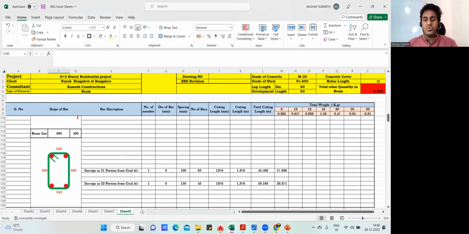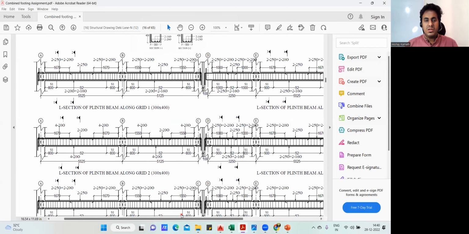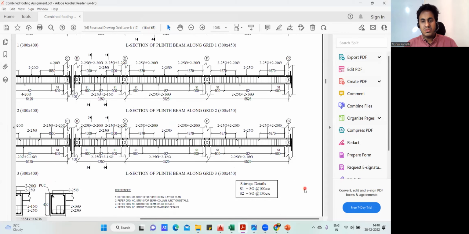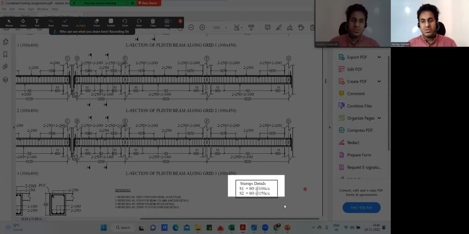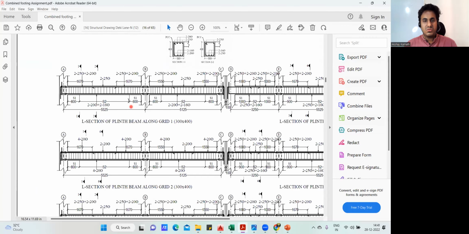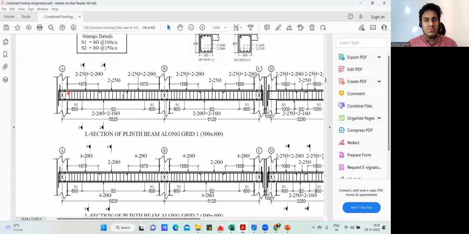So how are we going to do that? For that, in the drawing, they have clearly mentioned all these things. So if I take this, you see here first thing. This I'll copy from here. Control C. I think I should paste it here. Control V. Okay. Fine. See.